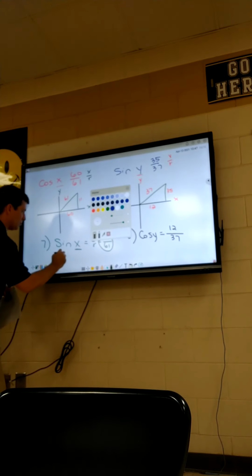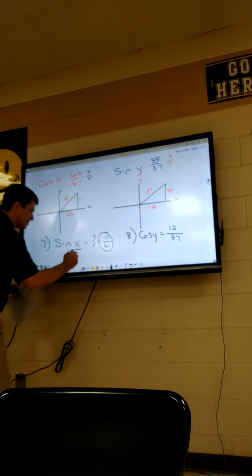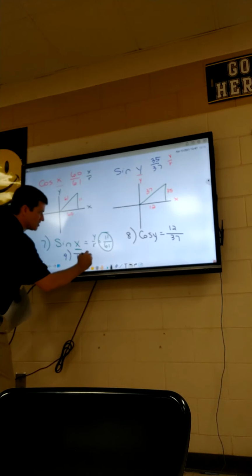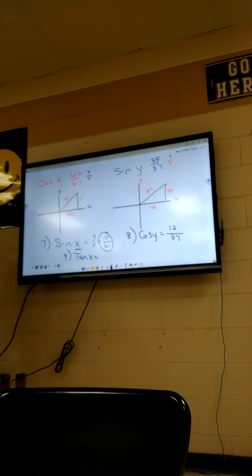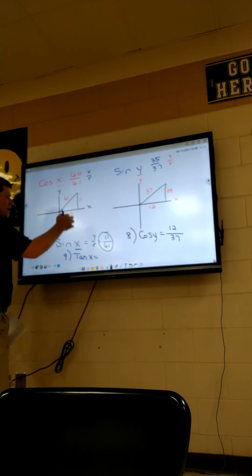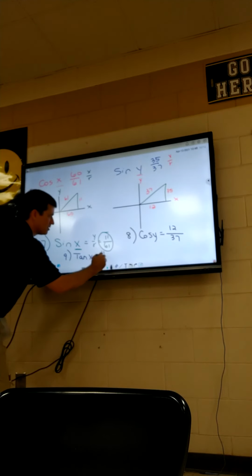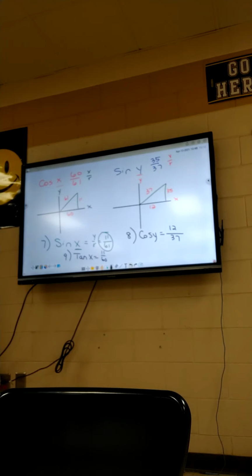All right. Number 9 says tangent of x. Ellis, which one do I look at? The first one or the second one? Yeah, it's got an x. You look at the first one. What's the formula for tan? It's y over x, right? So y over x would be 11 over 60. So guys, I think 7, 8, 9 are pretty easy problems.